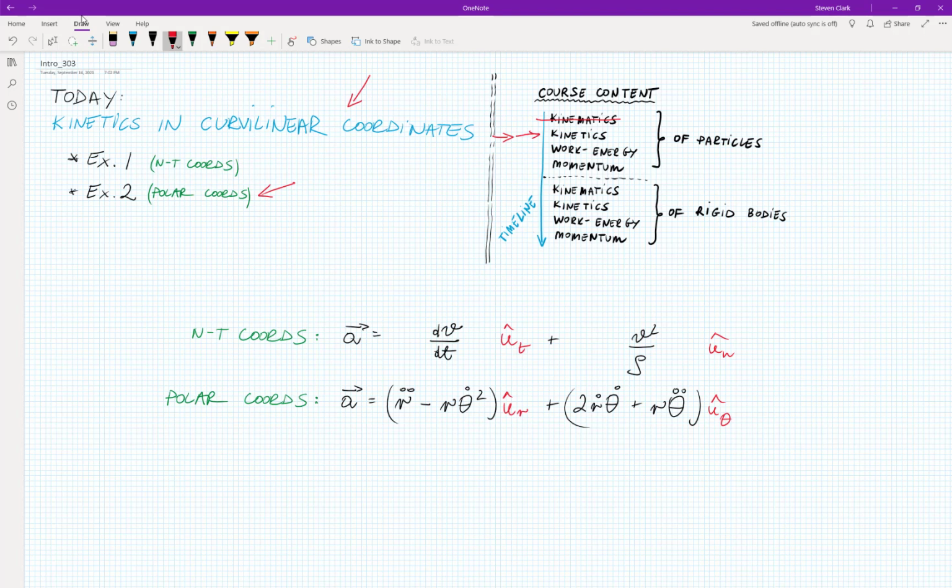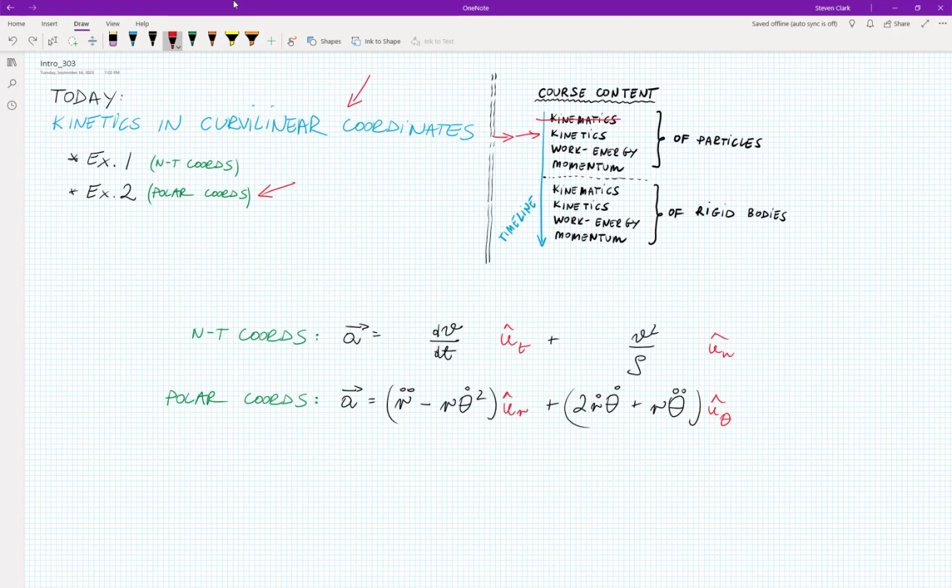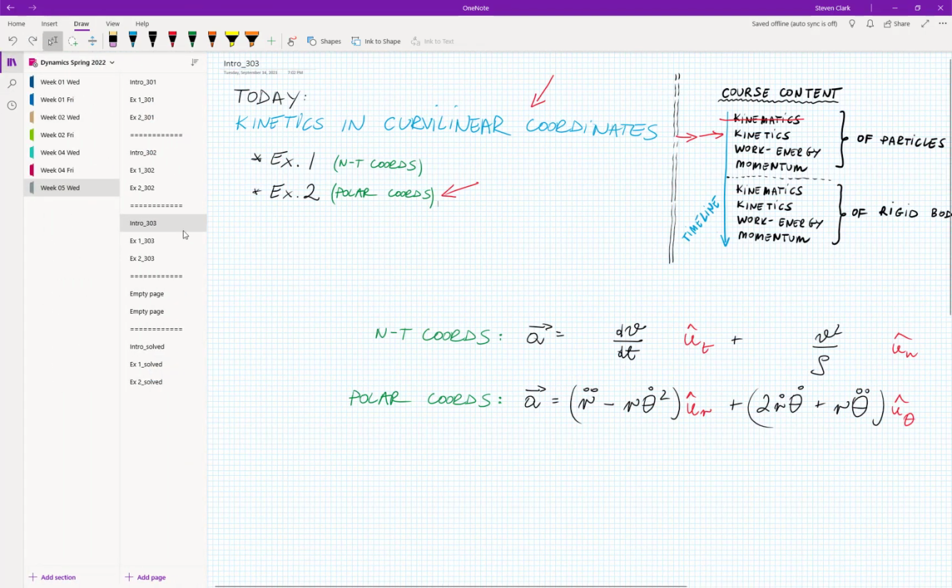Before we jump into example one, please have a look at these equations. I just wanted to remind you how accelerations look like when expressed in a normal tangential coordinate system and polar coordinate system. Okay, we will use these expressions today. Without further ado, let's dive straight into our discussion.